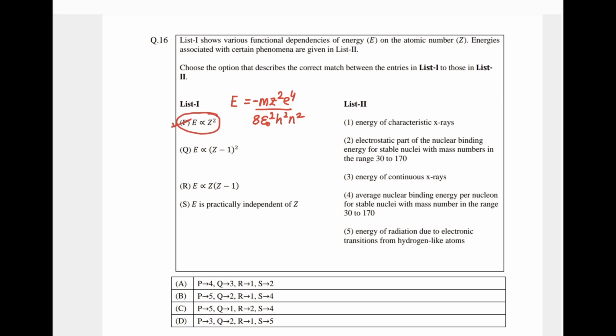So over here E proportional to Z square is matching with the energy of radiation due to electronic transition from hydrogen like atoms. So we can say that P is matching with the fifth option. P in fifth option is over here B and C, so we can easily crop out the first option and the last option.